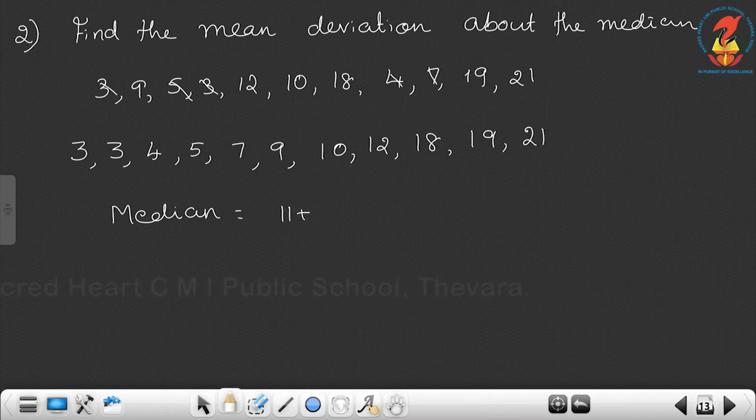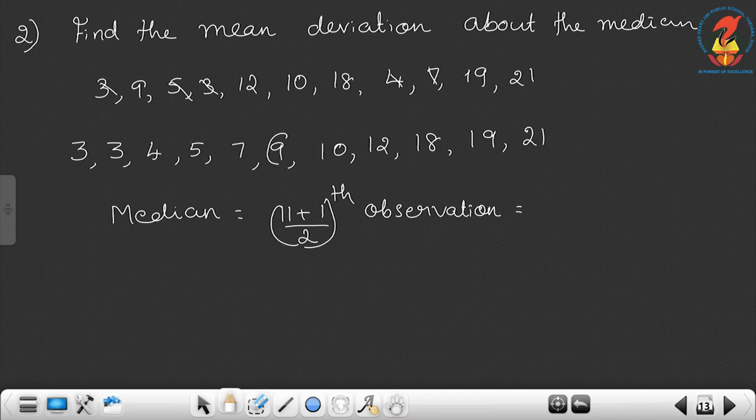So the (11 plus 1) by 2th observation, that is 12 by 2, that is the 6th observation. Which is the 6th observation? That is 9. So the median is denoted as capital M. M is equal to the 6th observation, which is 9.